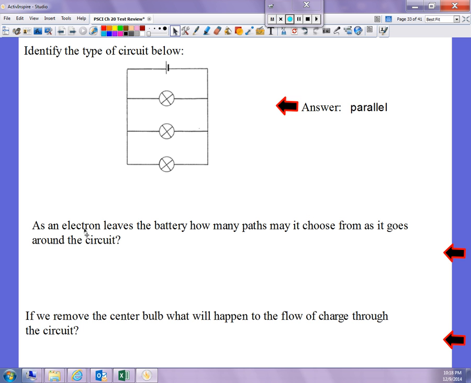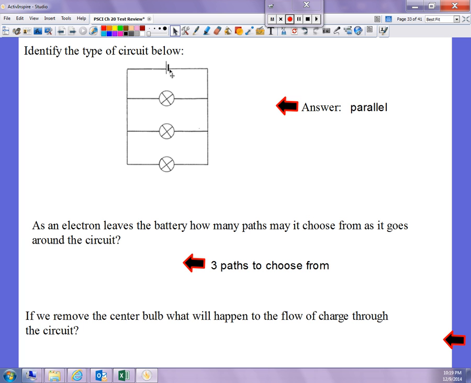So let's do this one. An electron leaves the battery. How many paths may it choose from as it goes around the circuit? Looking at this circuit. I'll pause for student response. Okay, in this case we have 3 paths, and now I'll draw it out since I did that too soon last time.